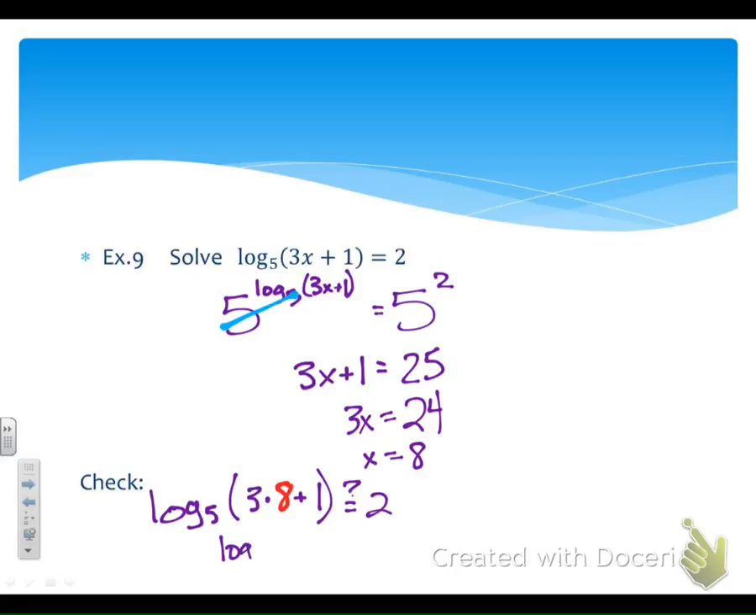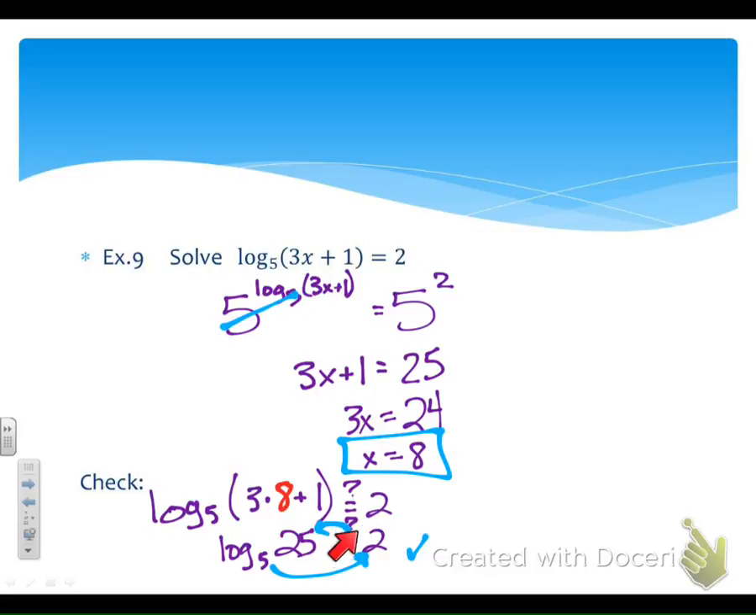So in this check, we have log base 5 of 25. And we've got to ask ourselves, is that going to be 2? So doing the circle, 5 squared actually does equal 25. This does check out, so x equals 8 is my answer.